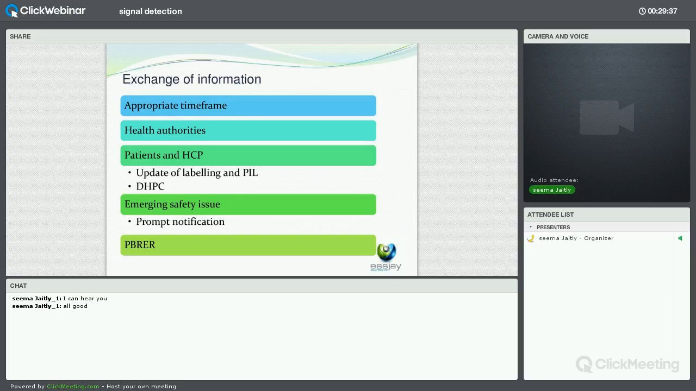Now, throughout your whole process, if there's an emerging safety issue, you need to ensure there's prompt notification. This is covered actually in Module 6, where they talk about emerging safety issues and what constitutes an emerging safety issue. And I would suggest going back there to look through if you're not sure. And then, of course, you have PBRA, which details all the signals that have been reviewed and the outcome of that signal analysis during that time frame.